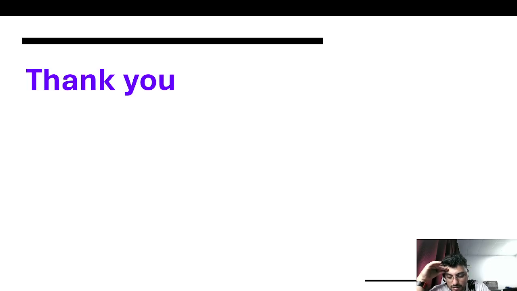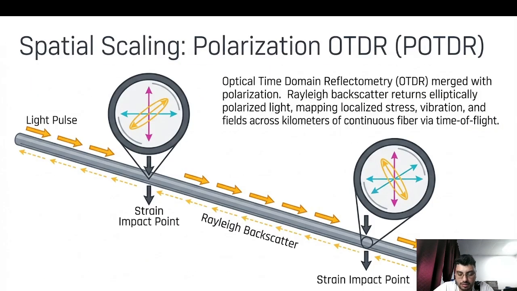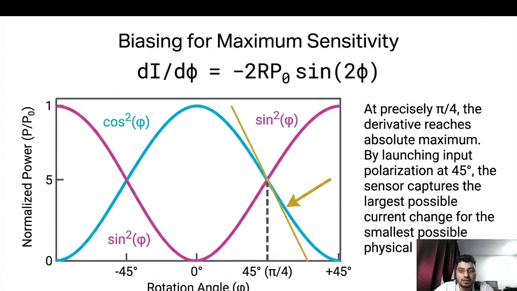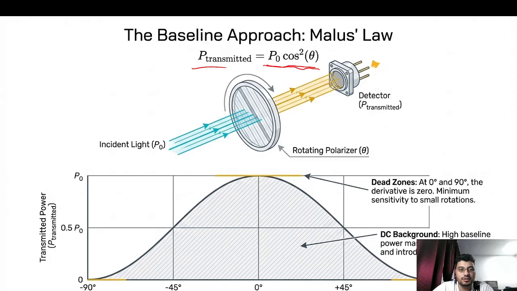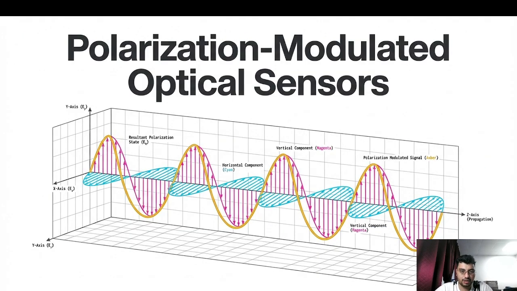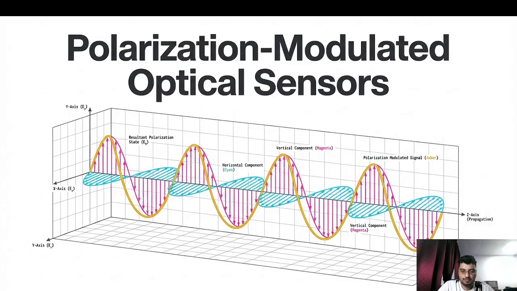So today we have finished all the question answers and the final modulating sensing modulator of the light for the sensing application, which is polarization. And today was the last live session for this course. If you have any doubts you can ask me.